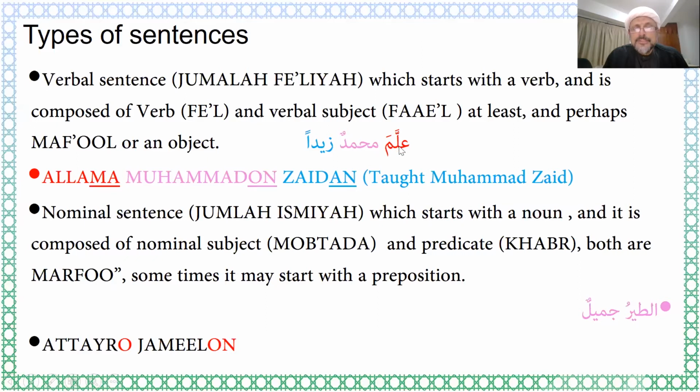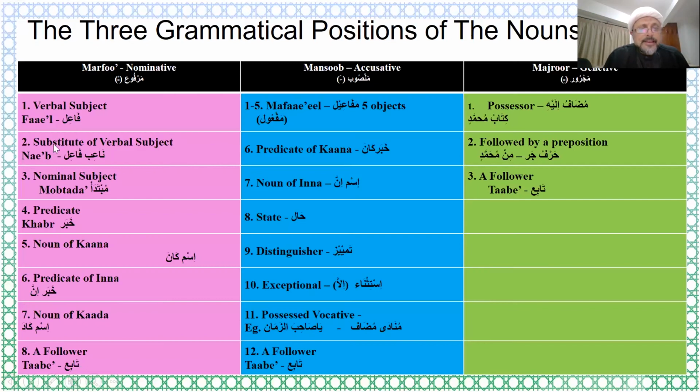Subject of verbal sentence. It started with a verb, so it's a verbal sentence. Okay. Then na'ib fa'il. Successor of fa'il, or vice of fa'il, or substitute of fa'il. I'll give you examples, inshallah. And then we have, so these 2 things are marfu' related to the verbal sentence.